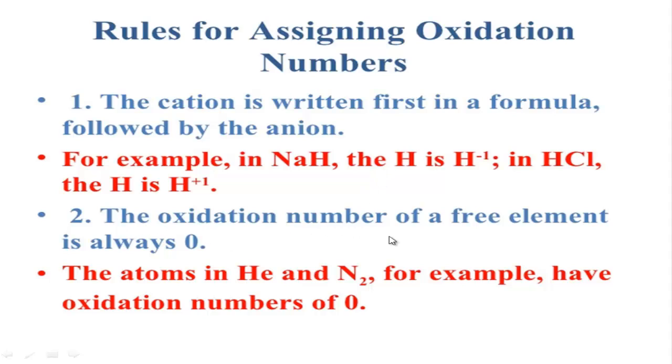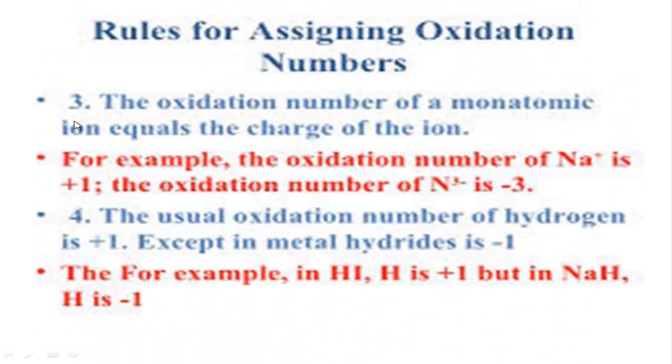Now, the oxidation number of a free element is always 0. Free element means elementary molecule. We know that molecules are two types, elementary molecule and compound molecule. In an elementary molecule, the oxidation number of the atoms is always 0. For example, helium, its oxidation number is 0. Nitrogen, similarly hydrogen, oxygen, chlorine, fluorine, bromine, iodine, all are elementary molecules and their oxidation number is always considered 0.